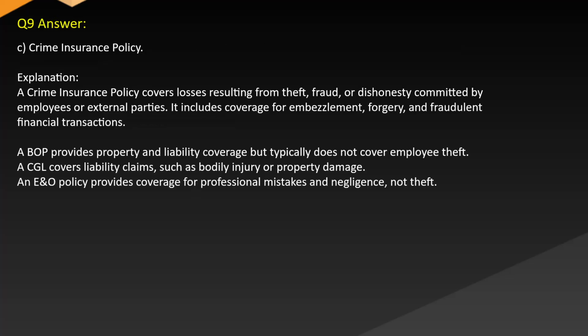Answer. C. Crime insurance policy. Explanation. A crime insurance policy covers losses resulting from theft, fraud, or dishonesty committed by employees or external parties. It includes coverage for embezzlement, forgery, and fraudulent financial transactions. A BOP provides property and liability coverage, but typically does not cover employee theft. A CGL covers liability claims such as bodily injury or property damage. An E&O policy provides coverage for professional mistakes and negligence, not theft.